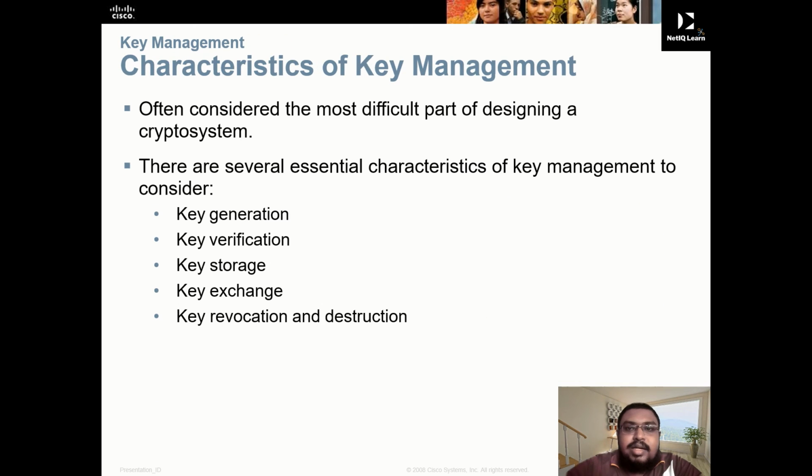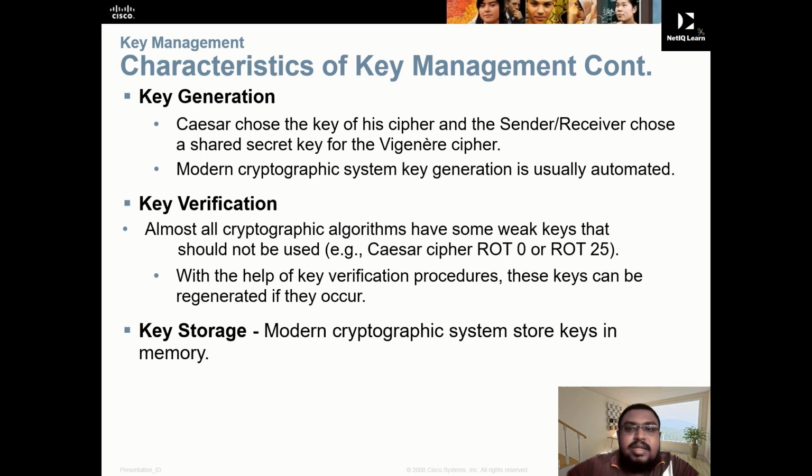Here, when we consider key management, it is about how the secret key used for hashing should be managed. Key management is often considered the most difficult part of designing a crypto system. There are several essential characteristics of key management to consider, including key generation, key verification, key storage, key exchange, and key revocation and destruction. Now let me explain each characteristic.